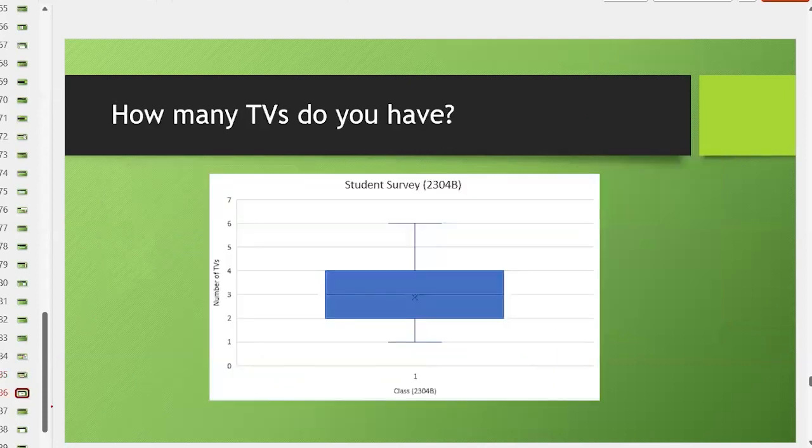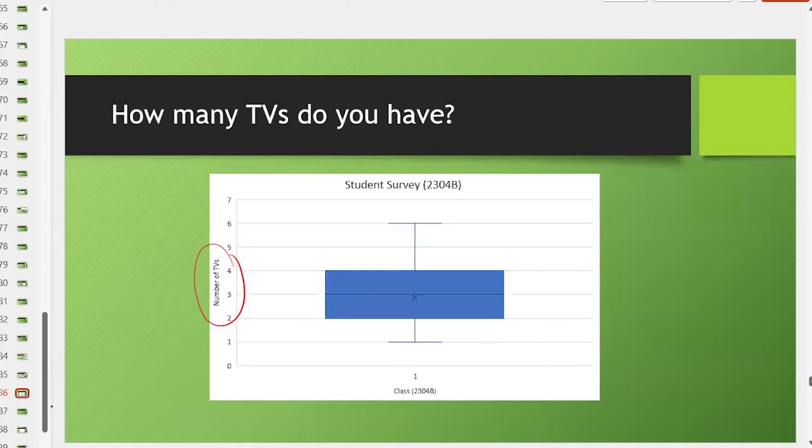Now, this is not from the survey that you did in the first week of class, because I haven't had a chance to collect all that data, and I'm not sure that there's quite enough, but it is from another class that I've had, from the same survey. I just asked them, how many TVs do you have? And here you can see the distribution of TVs in that particular class.